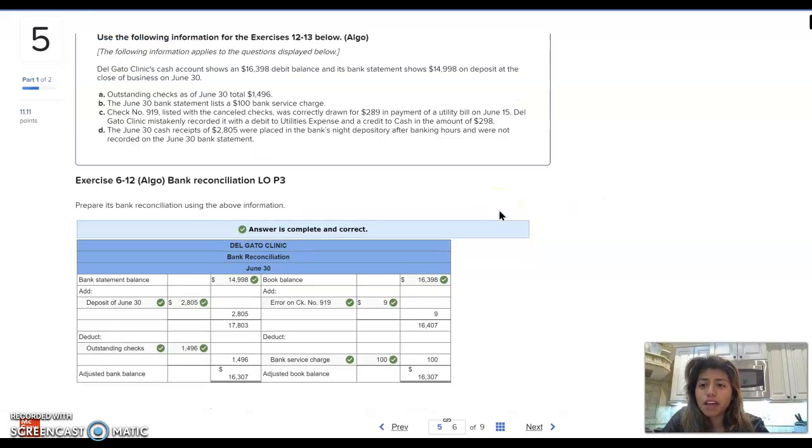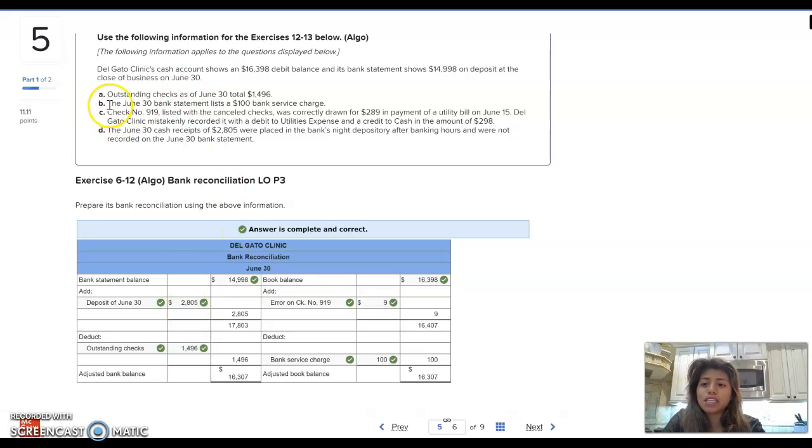So with problem 5, the question is, Delgado's Clinic's cash account shows a $16,398 debit balance and its bank statement shows $14,998 on deposit at the close of business on June 30th. So we will go one by one here, just really quick, just so you know what's going on. We have outstanding checks as of June 30th of a total of $1,496. And an outstanding check will usually go in the deduction area of the bank statement right here, and so we can see that right here.